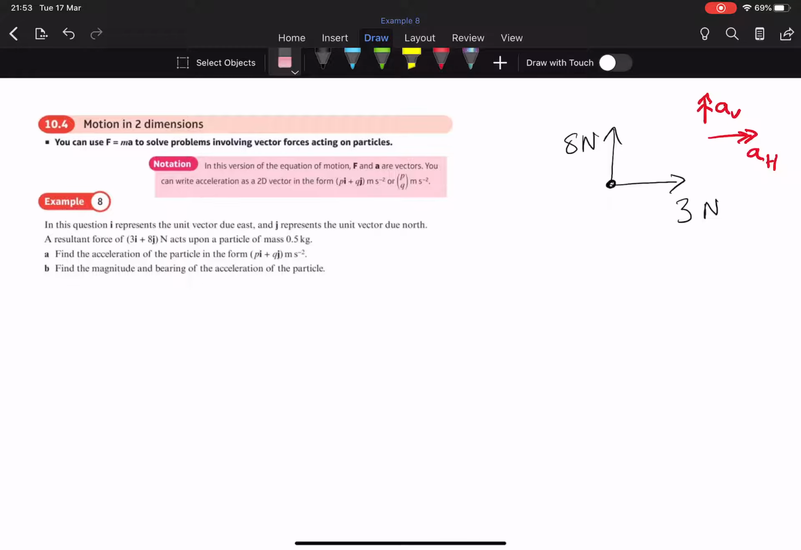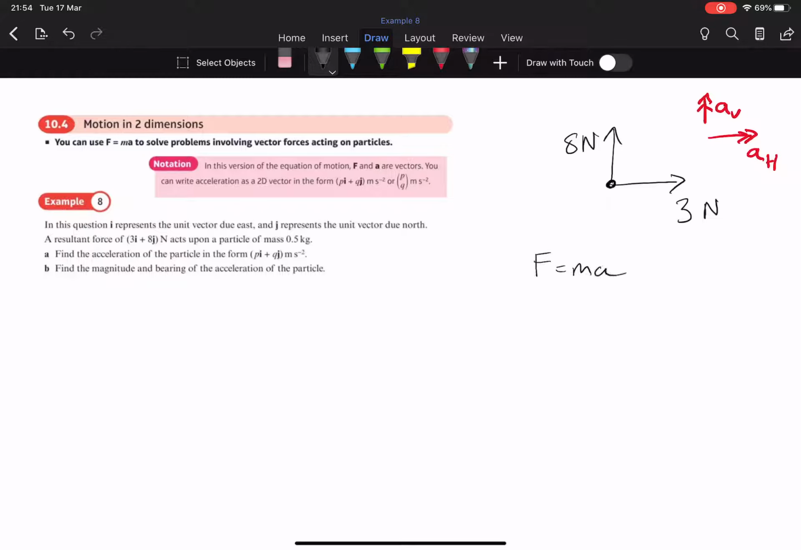And what we want to do is try and find out the acceleration of the particle, and we want to work it out in that vector form, pi plus qj. So we want the acceleration as a vector. So far, to solve this problem, we would have done F equals ma horizontally and F equals ma vertically, and we would have done them separately. So let's see what that would look like.